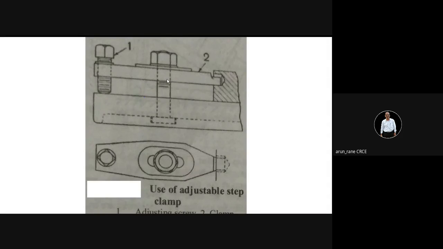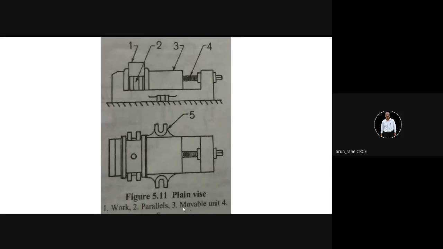This is also called the adjustable. I told you, there is a threaded hole inside the clamp. The purpose of the threaded hole is to adjust the height. That is, you go on turning this, so this can move up and down. Fine adjustment can be done with the help of this bolt. And this is what is called the adjustable step clamp. You know this. This is the most popular clamping device which is used on the drilling machine. This is called the plain vise. There are two views given here.